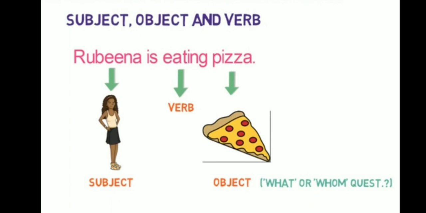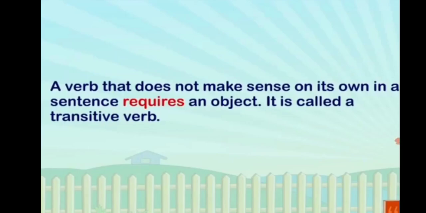As we know, we can identify the object by asking the questions what and whom to the verb. A verb that does not make sense on its own in a sentence and requires an object is called a transitive verb. In short, a verb that requires an object to complete its sense is called a transitive verb.